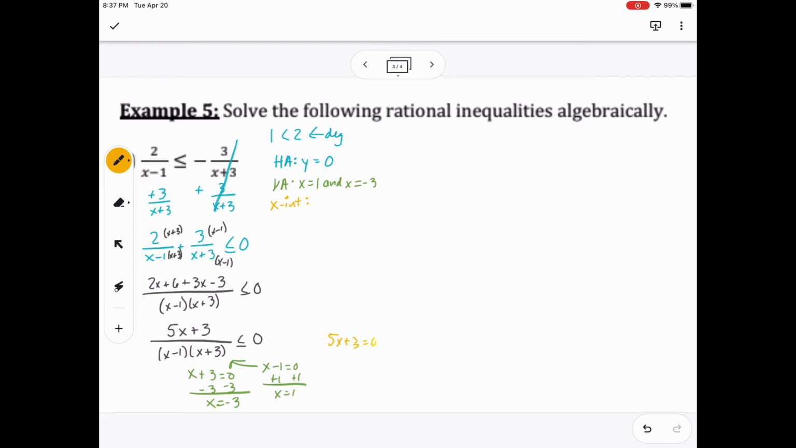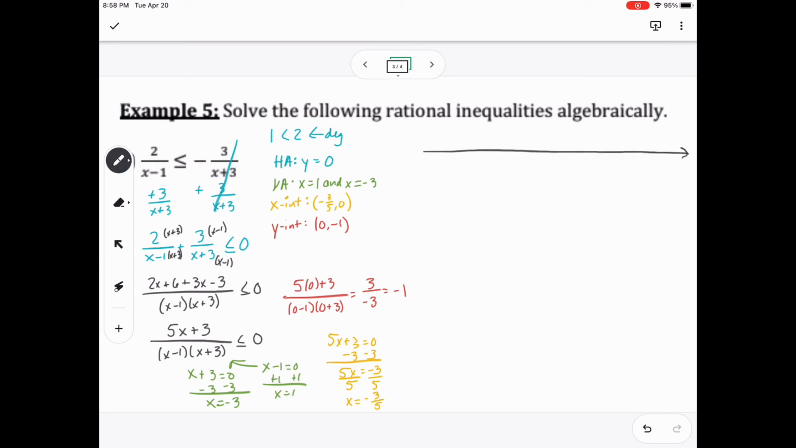That'll get me -3/5. So then my x-intercept is -3/5, comma 0. And then I will plug in 0 for x in my new function. And so that'll get me 3 divided by, let's say, -3. So that'll give me -1. So I get a nice y-intercept of 0, -1.